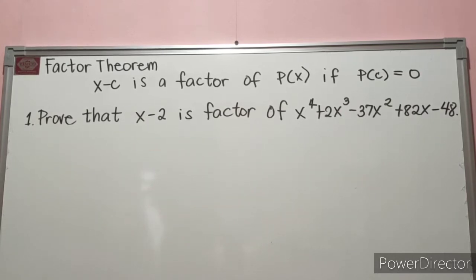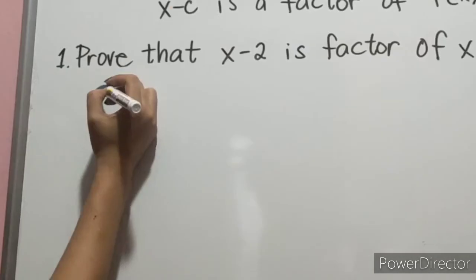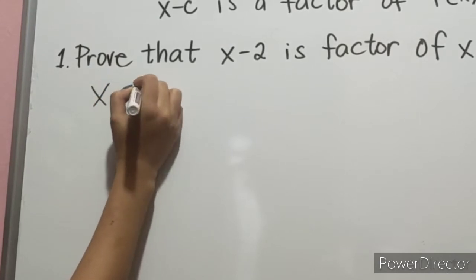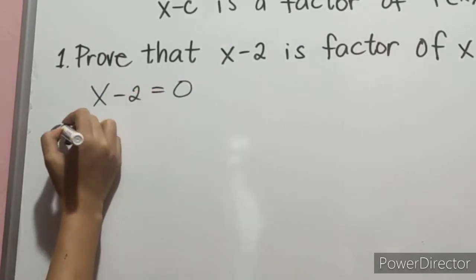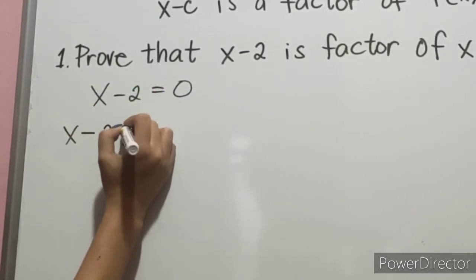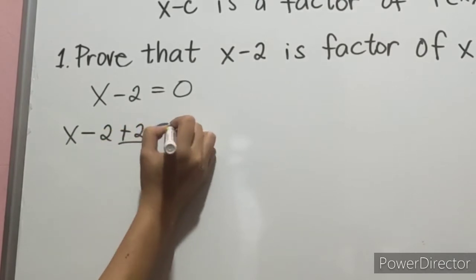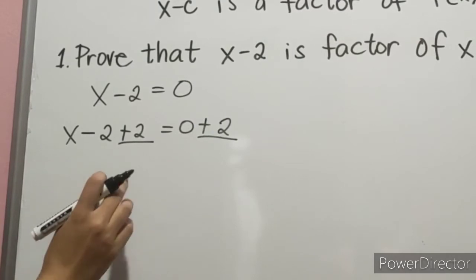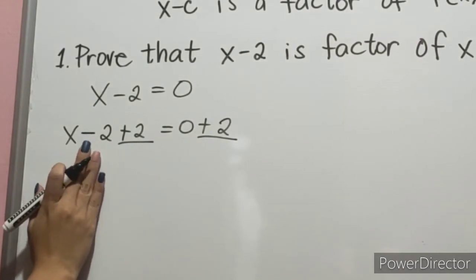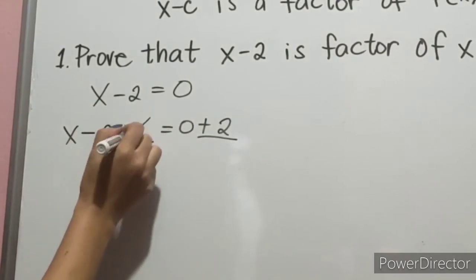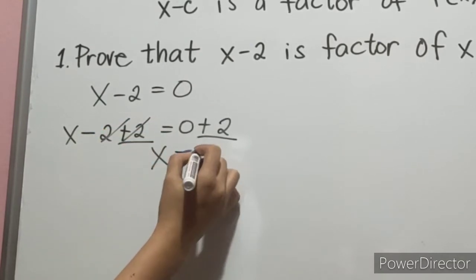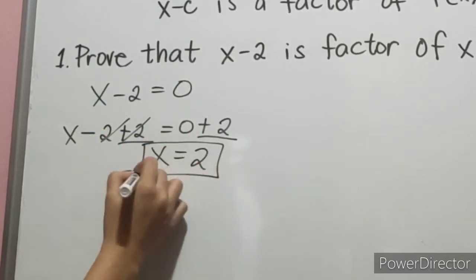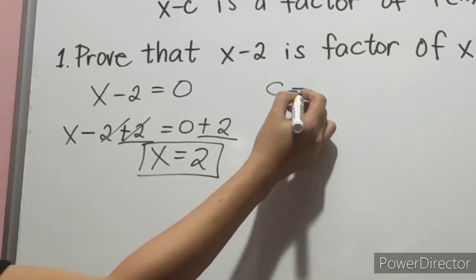So, let's now first find what is our c, o ano yung isa-substitute natin sa ating polynomial. So, remember, x minus 2 is equal to 0. And then, by applying the addition property of equality, we will be adding both sides by 2. Kasi, para mawala yung negative 2 dito sa side. So, that is x is equal to 2. So, our c is equal to 2.